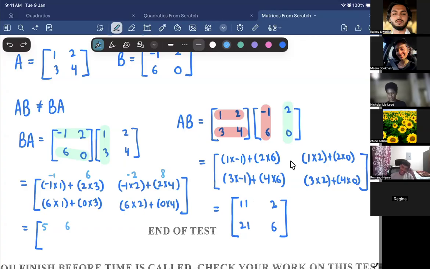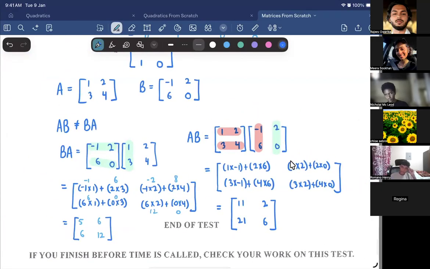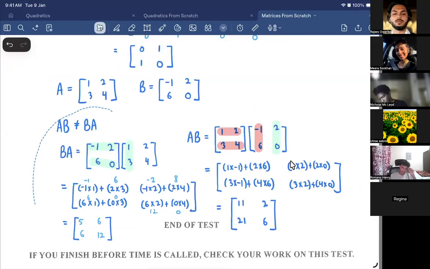Yeah. 6 by 1 is 6. 0 by 3 is 0. 6 plus 0 is 6. 6 by 2 is 12. 0 by 4 is 0. 12 plus 0 is 12. So I hope you guys get the answer for this. Okay, big up you.